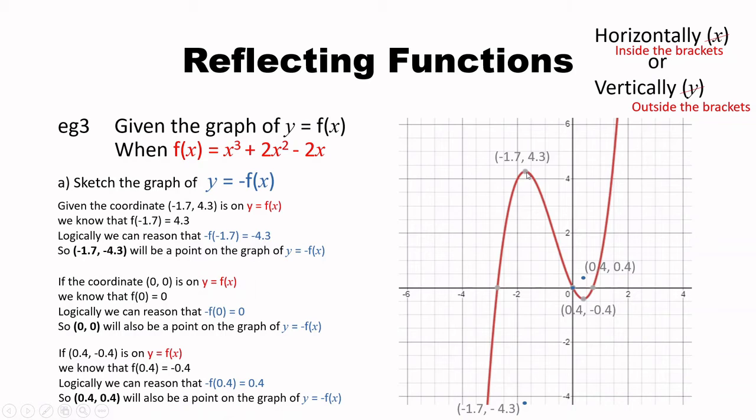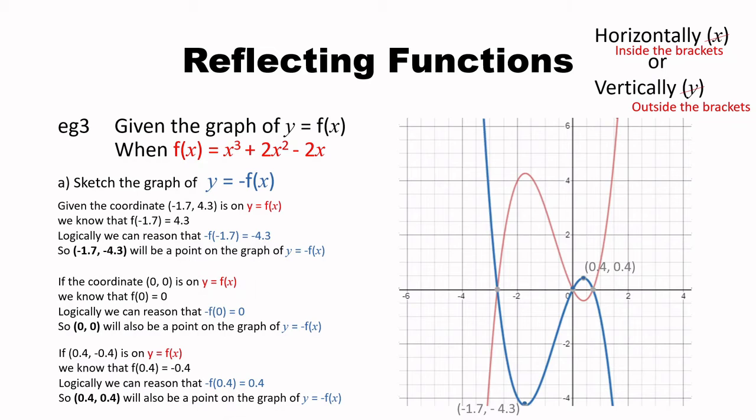You should be getting the idea of where these points are ending up. This first point up here at (-1.7, 4.3) ended up down here at (-1.7, -4.3). This point here, which was on the x-axis at (0, 0), stays on the x-axis at (0, 0). And this point here, which was at (0.4, -0.4), is now on the other side of that x-axis at (0.4, 0.4). Let's see what that curve is starting to look like. Is that what you would have expected? I hope so.